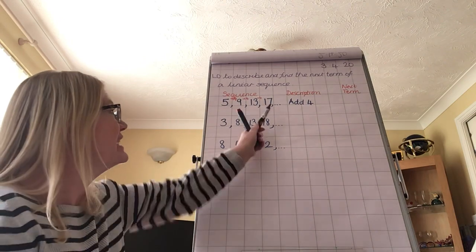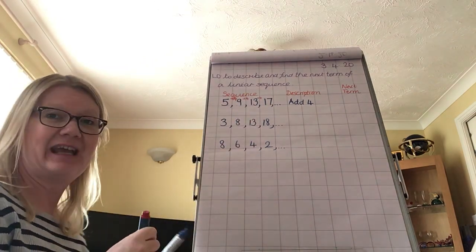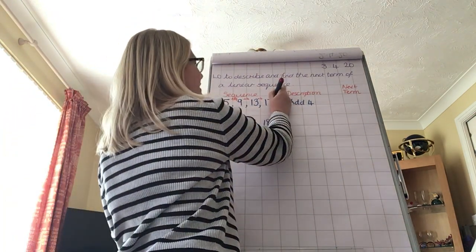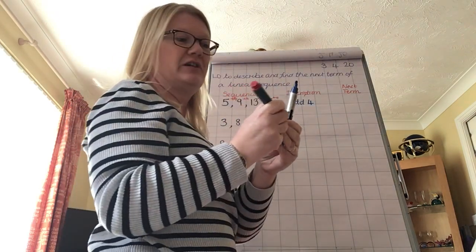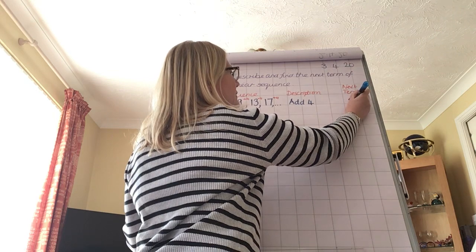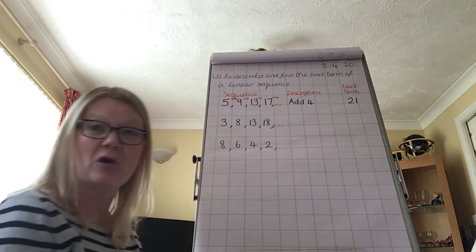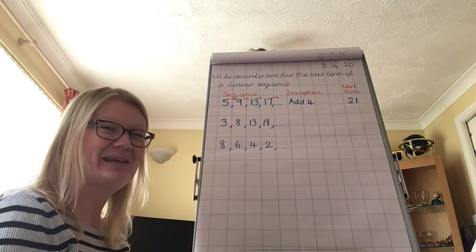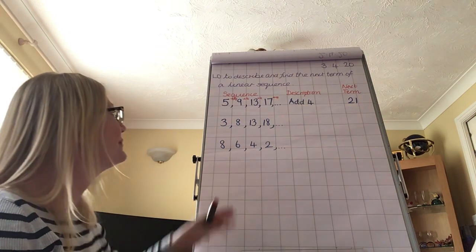Now, if we're at 17 and I want to generate my next term, I'm simply going to add 4 to it. So my next term will be 21. That's it. Simple. Let's do another one.